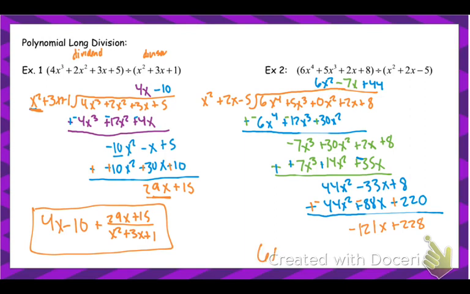So my answer here would be 6x squared minus 7x plus 44 plus negative 121x plus 228 over the divisor. And that is my polynomial, or my quotient. Now notice, even though there was a negative here, I went ahead and put plus. That's just because if I use a negative in this space, I need to be careful because I'm now subtracting that whole fraction. Then you have to consider that negative was factored out. So I typically am always going to write plus and then just put whatever sign is on there.